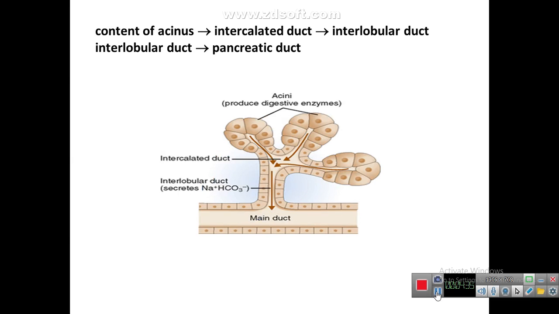The content of the acinus, that is the digestive enzymes, will move from the acinus toward the intercalated duct. From the intercalated duct, the content will move to the interlobular duct. From the interlobular duct, it moves to the main pancreatic duct, and from the main pancreatic duct, it will move to the small intestine.